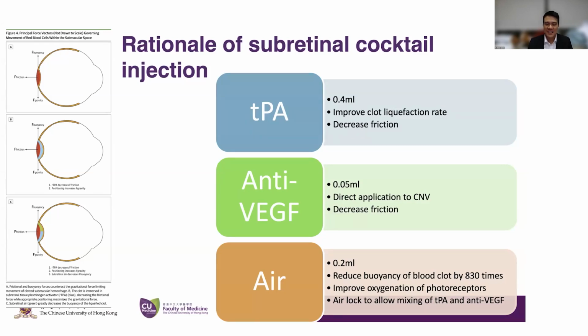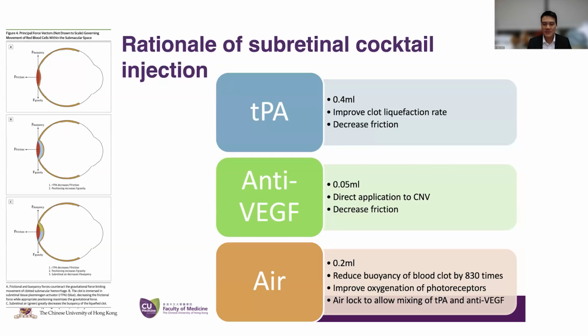The anti-VEGF together with the TPA, of course, increases the subretinal bleb volume and decreases the friction and makes it easier for the subretinal clot to move in any direction. And also by directly applying it to the choroidal neovascularization lesion, you may argue that the anti-VEGF can be more effective. In fact, it was shown by a group from Argentina that subretinal anti-VEGF injections may lead to less burden of subsequent injections compared to intravitreal anti-VEGF injections.